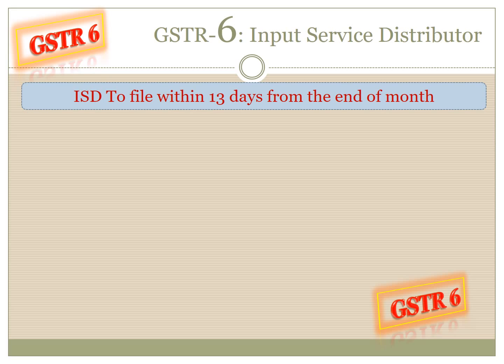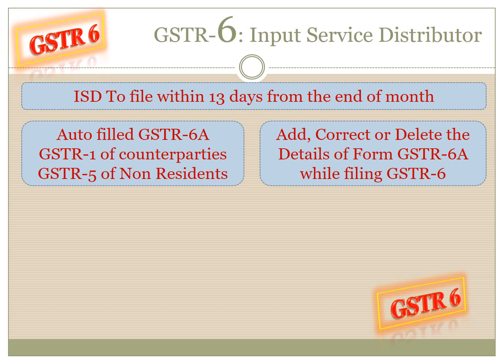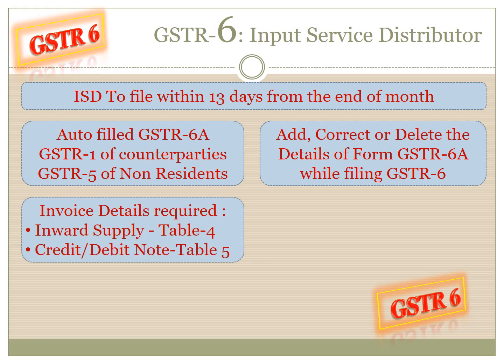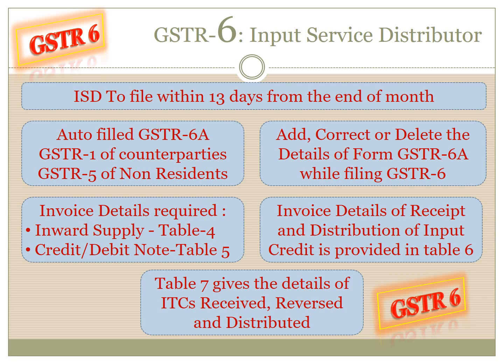Under Section 27, Subsection 6, ISD is required to file GSTR 6 within 13 days of end of the month. The return is filed with the help of GSTR 6A, which is auto-filled from GSTR 1 and GSTR 5 of counterparties. The ISD is required to add, correct or delete the details in Form GSTR 6A while filing GSTR 6. Invoice details are required for all the transactions of ISD. The inward supplies are provided in Table 4 and debit or credit notes in Table 5. Table 6 contains details of receipt and distribution of input credits. Summary of ITC received, reversed and distributed is given in Table 7.